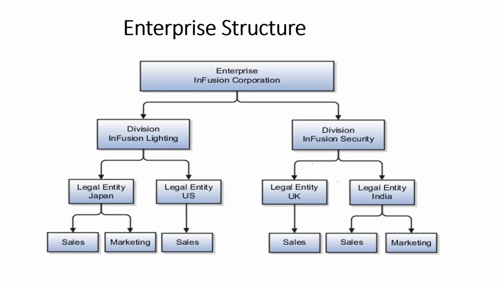They have business operations at different country levels. Here you can see legal entities. Every business division will have multiple legal entities and multiple business units. Sales and marketing are nothing but business units. If you consider Japan, US, UK, India, and the country changes, then the primary ledger also changes. So legal entity and primary ledger will be considered for each country: Japan, US, UK, and India. Division is a business process you can consider.